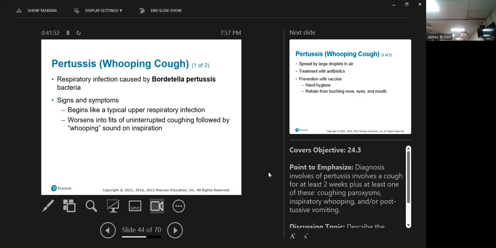The whooping cough begins like a typical upper respiratory infection and worsens into fits of uninterrupted coughing, followed by a whooping sound on inspiration.